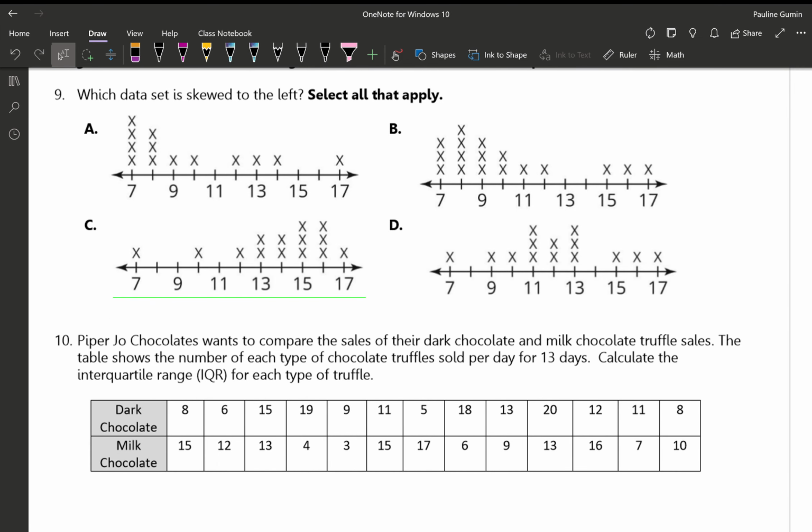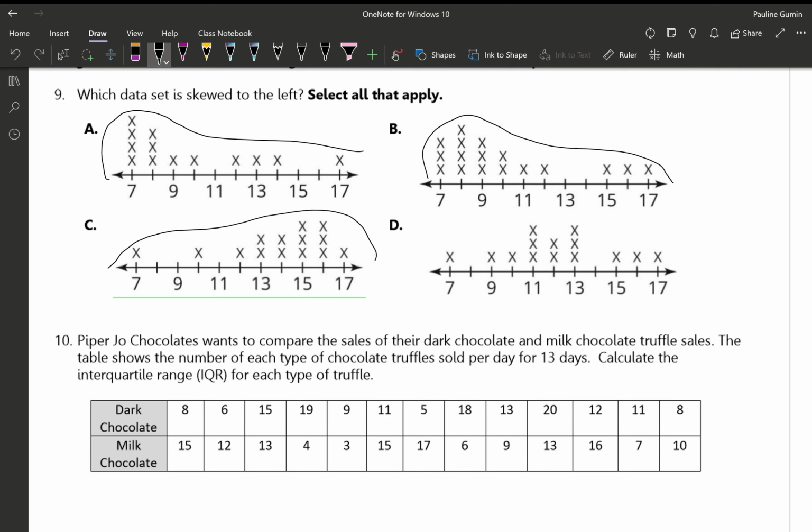Number 9 asks us which data set is skewed to the left. Select all that apply. So skewed to the left is when the median of our data is on the right side of our mean. I guess a better way to say that, I was thinking about that as the words were coming out of my mouth, but I'm like 8 minutes into this video. I'm not starting over. I guess a better way to think about it is that the mean is on the left of the median. I guess that's really the same thing.